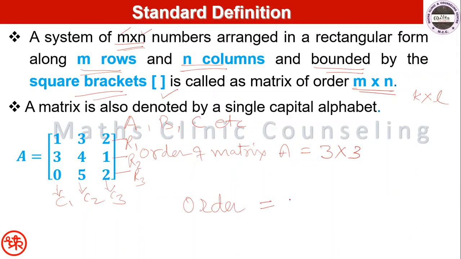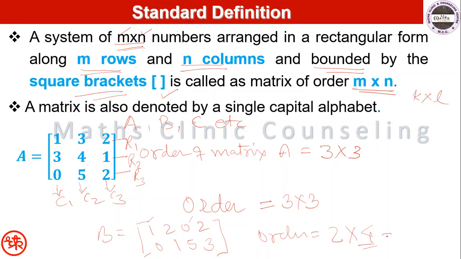Order is equal to what? 3 by 3. For example, I write now B is another matrix: 1, 2, 0, 0, 1, 5, 2, 3. So what is the order? Order is equal to, how many rows are there? 2. How many columns are there? 1, 2, 3, 4. So 4. So order is 2 by 4. So understand what is order and column.